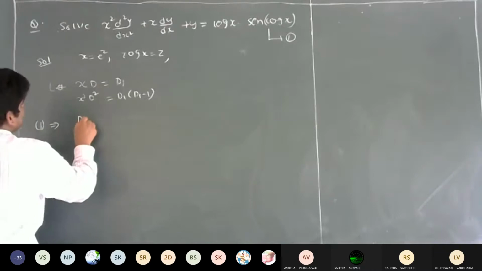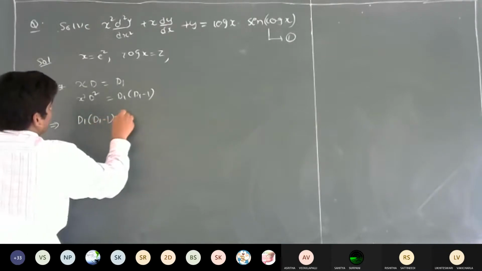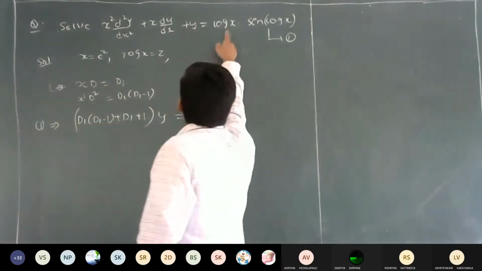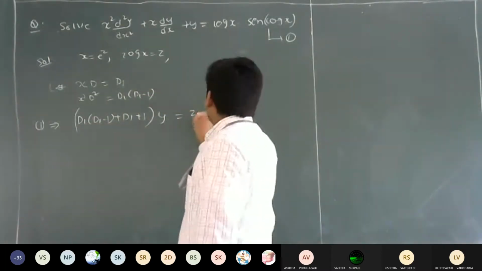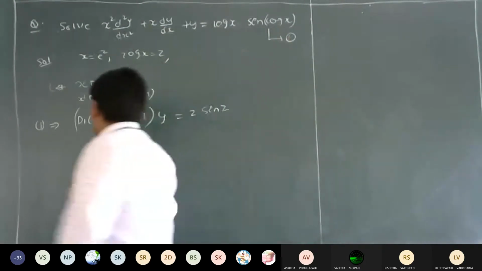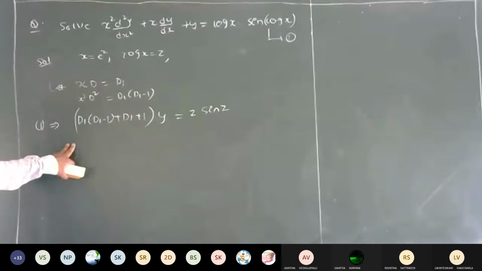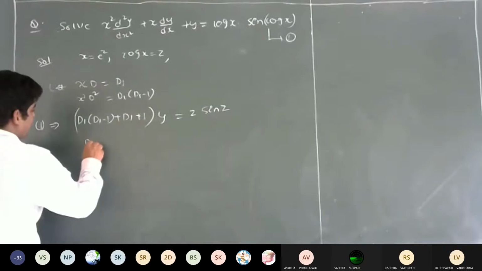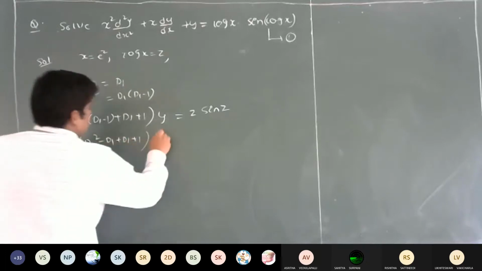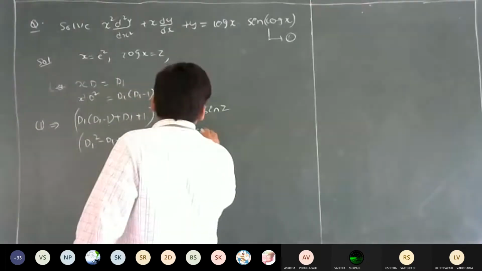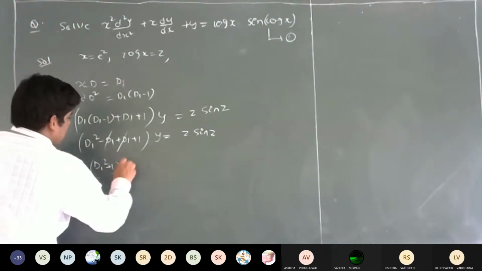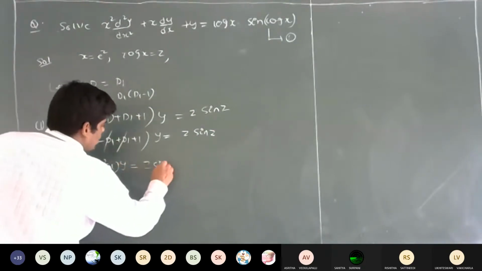D1 into D1 minus 1 plus D1 plus 1 into y is equal to, what is log x? Log x is z. So sine of log x is sine z. So it becomes a linear differential equation with constant coefficients. Therefore, D1 square minus D1 plus D1 plus 1 into y is equal to z into sine z. So D1 square plus 1 into y is equal to z sine z.